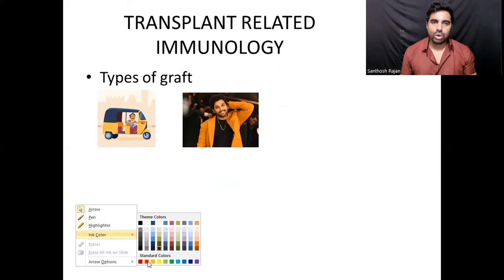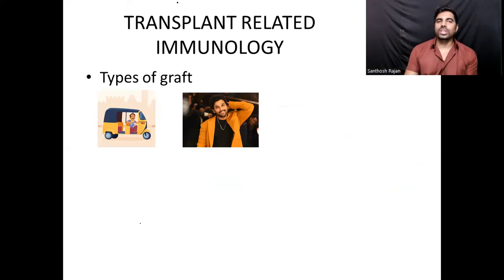That's it. So what do we have here? Types of graft. Transplant is important, and there may be different types of grafts. Okay. So the first one, just by seeing it you can say auto is there. So it is autograft. The first one is autograft.